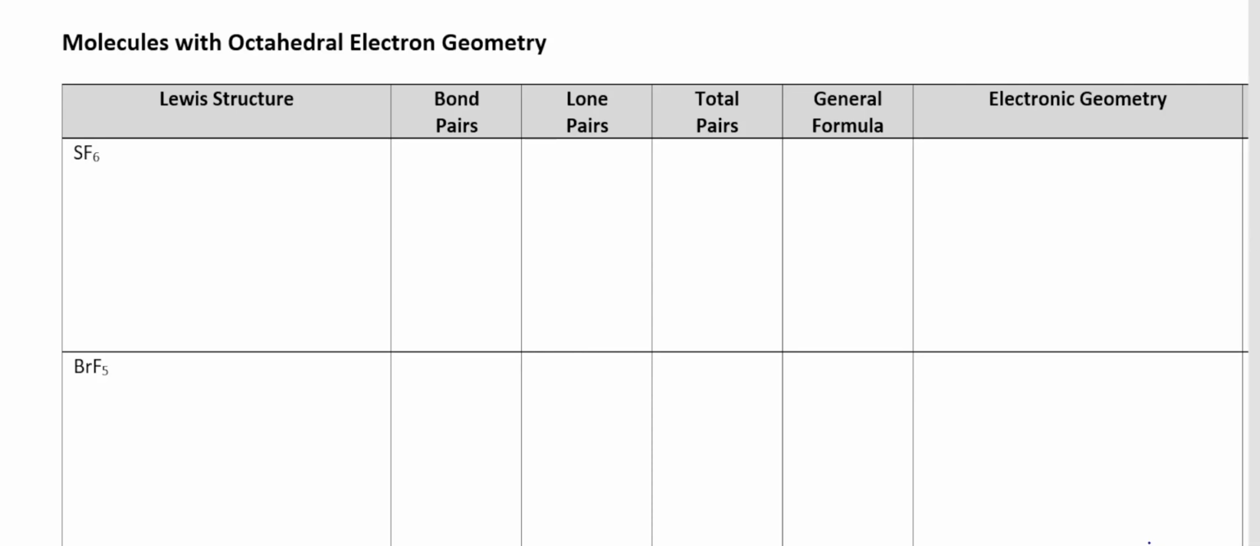So this video is looking at molecules with octahedral electron geometry. Octahedral electron geometry is the case where you have, say, something like this. Well, sulfur has 6 electrons, fluorine has 7 electrons, but then times 6. So I've got a total of 48 electrons to place. I put sulfur in the middle, and I bond it to all my fluorines.